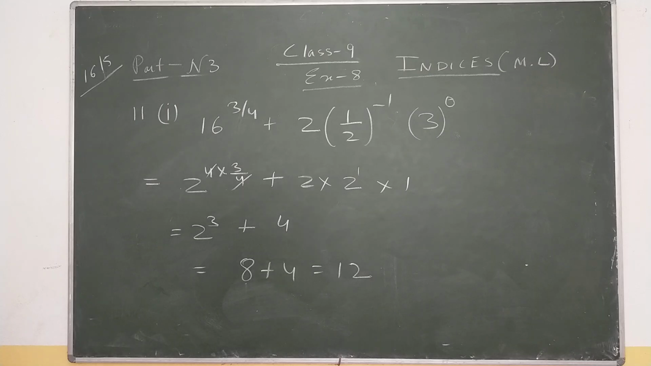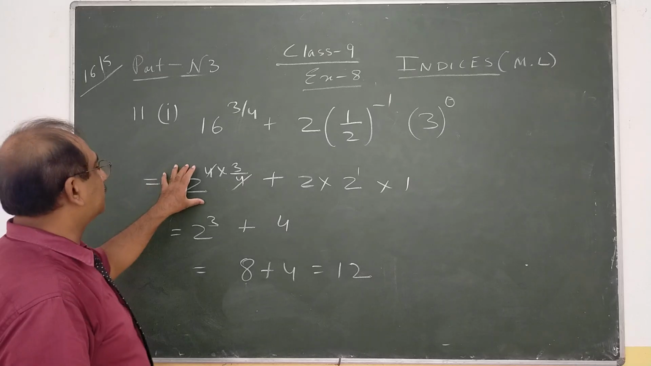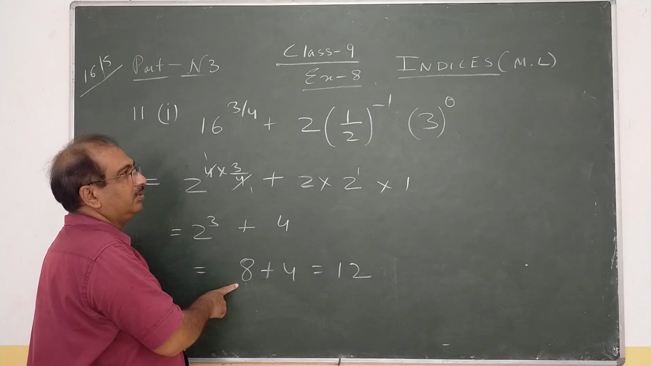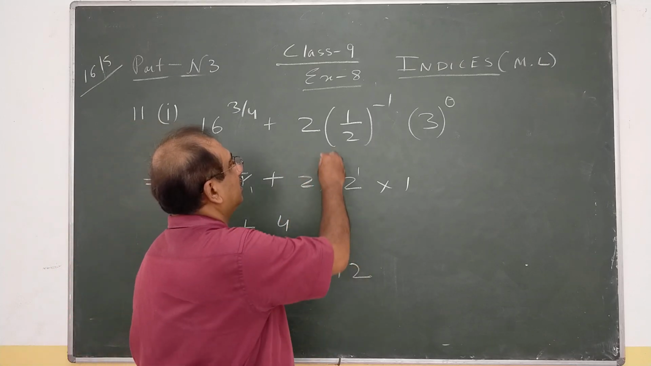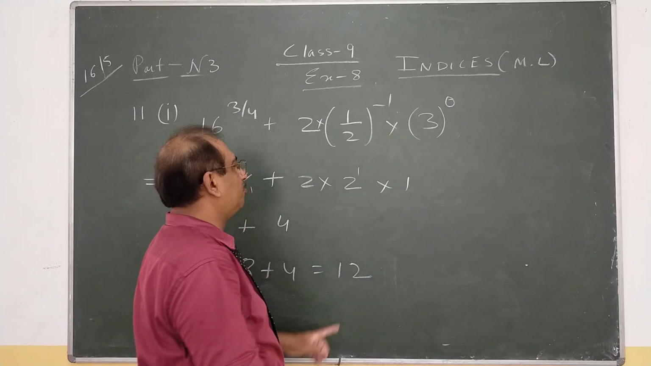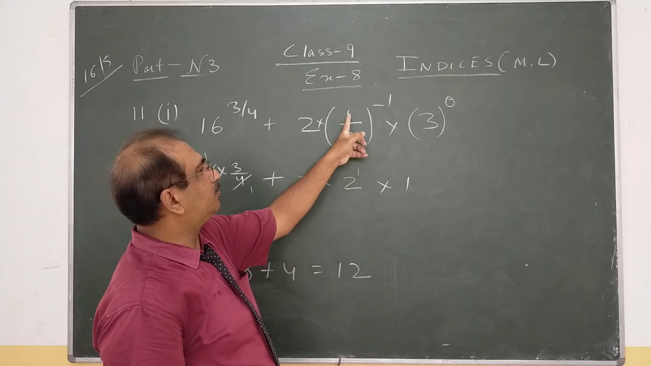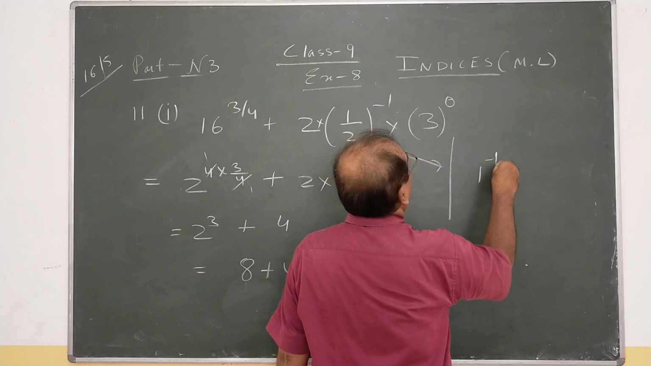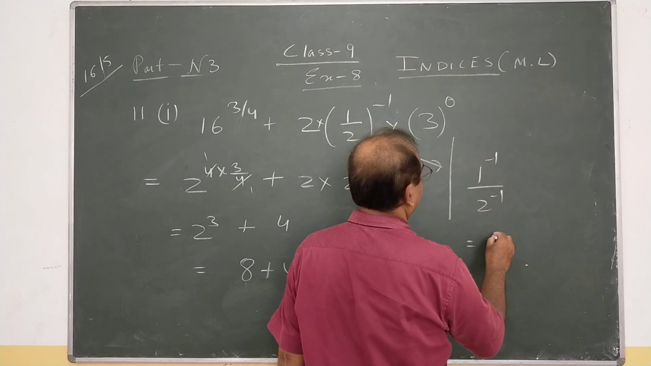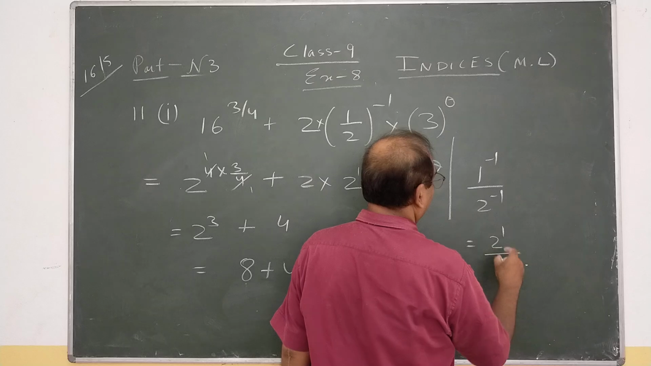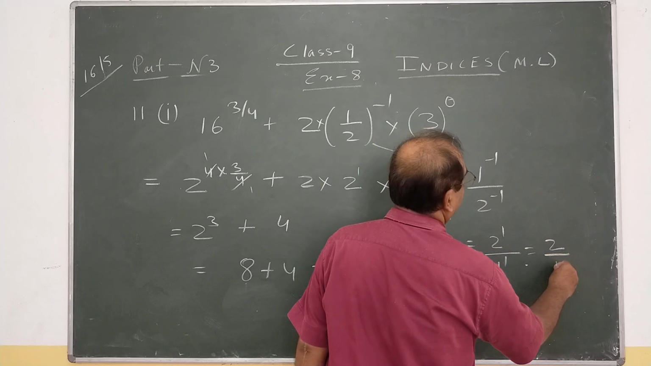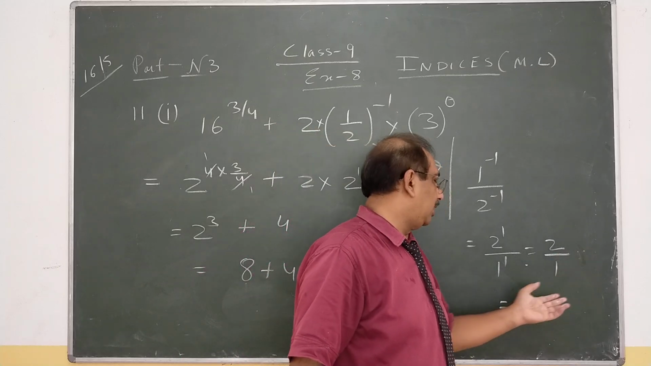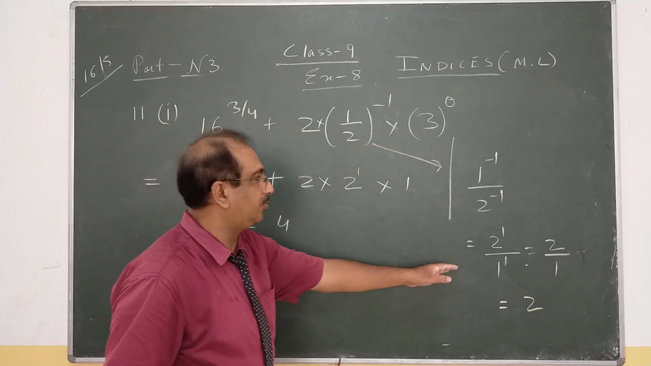Once more, we take 16 as 2 to the power 4 and this 2 will cancel. We get 2 to the power 3, which is 8. Here you see 2 remains 2. Here there is multiplication. Here there is multiplication. Just invert it. This becomes 2 to the power 1. You can show it like this. 1 to the power minus 1 by 2 to the power minus 1. 2 goes up with 1. 1 comes with 1. Any number in the denominator, there is 1. You don't need to write that.